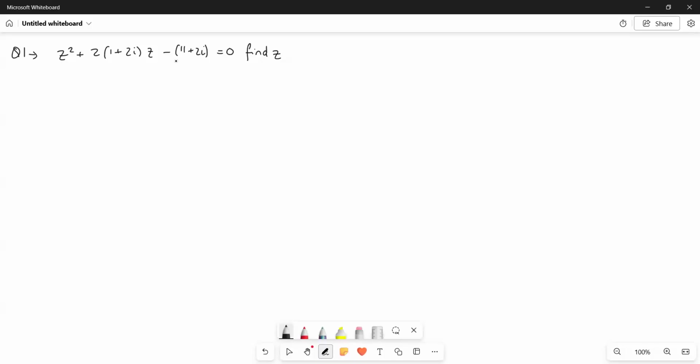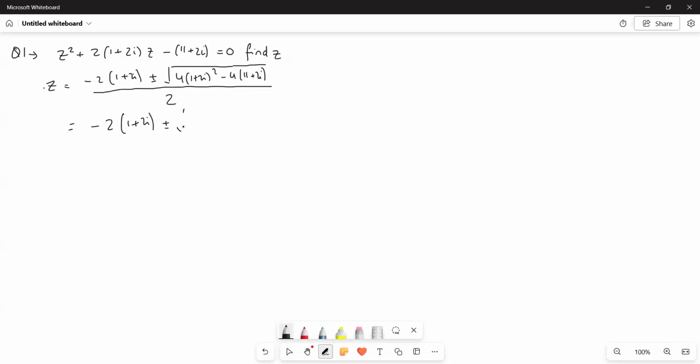So basically what we do is we consider this thing as a quadratic. It's a quadratic in z. So in order to find z, we apply Shridharacharya. So it will be minus twice of (1 plus 2i) plus minus root over of b square, which would be 4 into (1 plus 2i) whole square minus 4 times (11 plus 2i), whole divided by 2a. So which is minus of twice of (1 plus 2i).